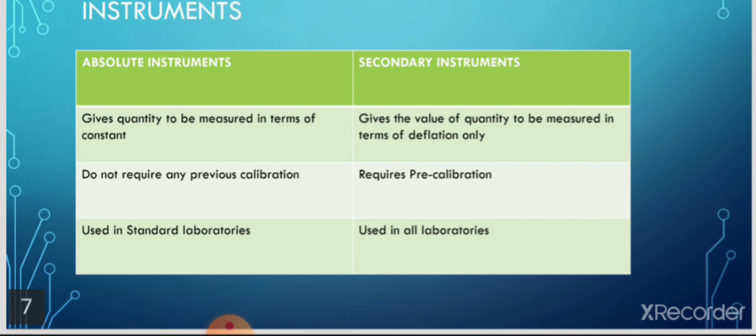Examples of absolute instruments are the tangent galvanometer and the absolute electrometer. Whereas coming to secondary instruments, examples are ammeter, voltmeter, wattmeter, ampere hour meter, and watt hour meter. These are the examples of secondary instruments.